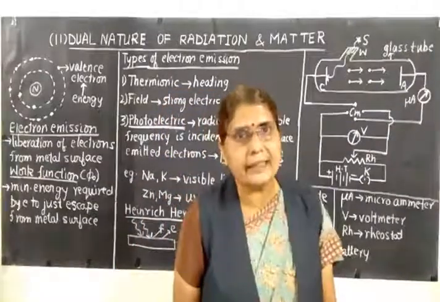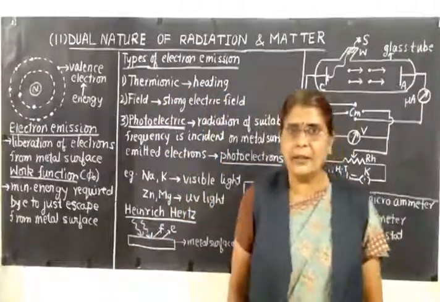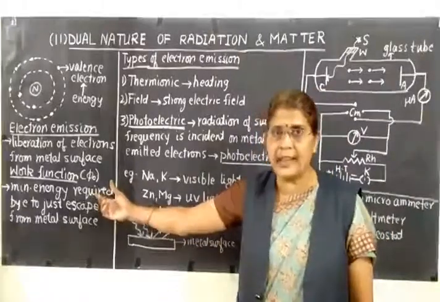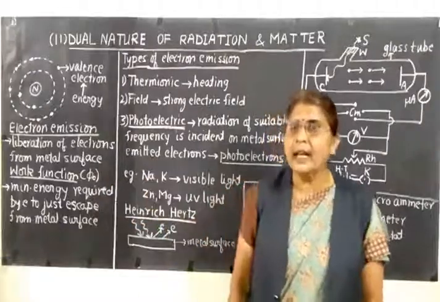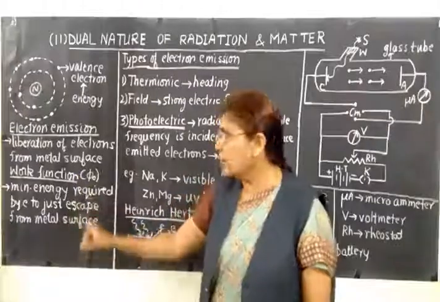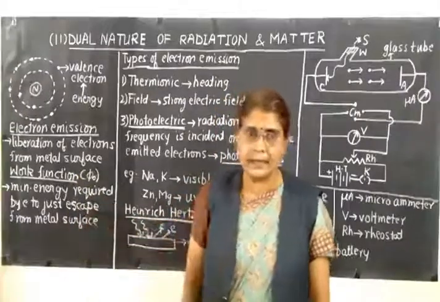Let us summarize the points we have studied just now. The first term we have defined, which is very important, is the work function phi 0. What is work function? It is the minimum energy required by an electron to just escape from the metal surface.